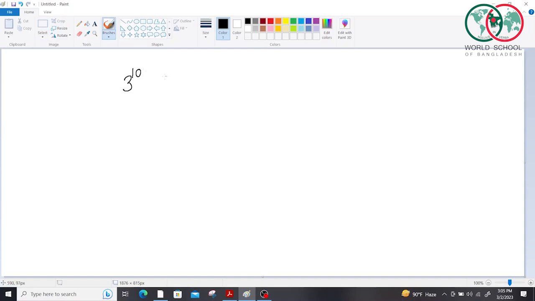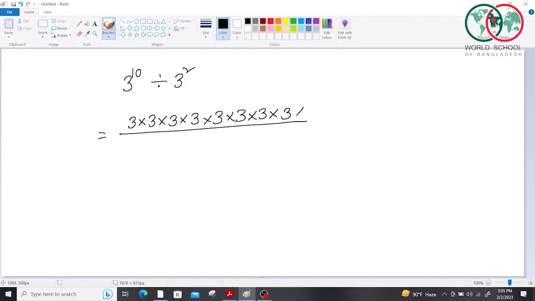Suppose we are given 3 to the power 10 divided by 3 square. So how will we do this? Let's break it down. 3 to the power 10 means we have to write ten 3s: 1, 2, 3, 4, 5, 6, 7, 8, 9, 10. And in the denominator we have to write two 3s, 3 into 3. Now we just cross 3 by 3, because we know that 3 by 3 equals 1, right? Means we can cancel the same number by another number. So how many 3s are left? 1, 2, 3, 4, 5, 6, 7, 8. So 3 to the power 8 is our answer.